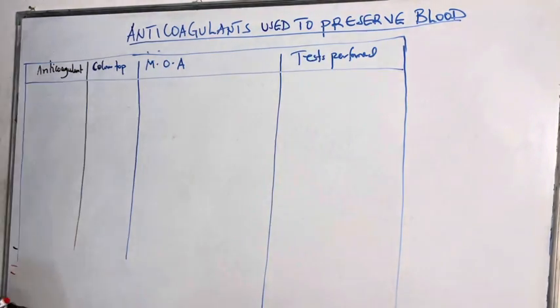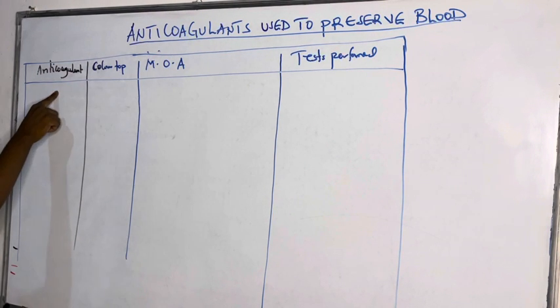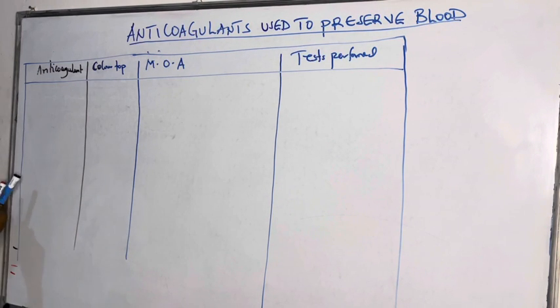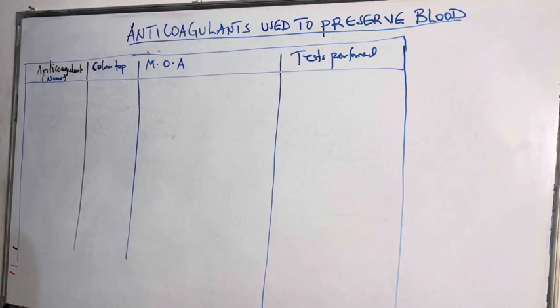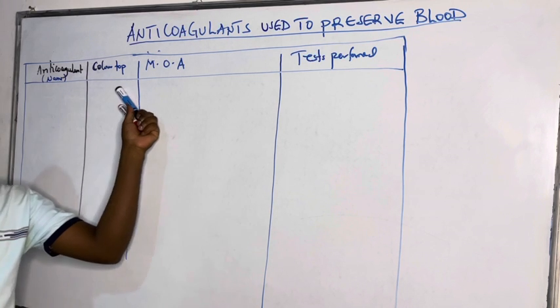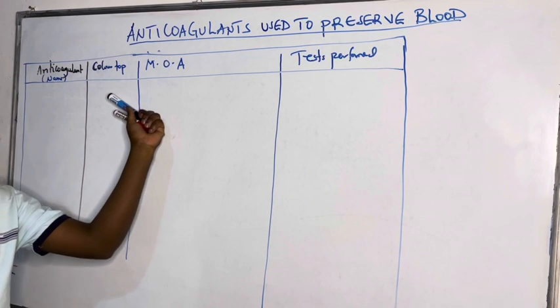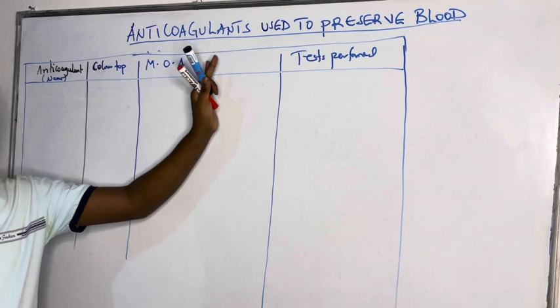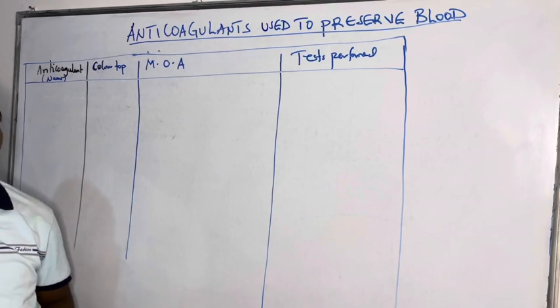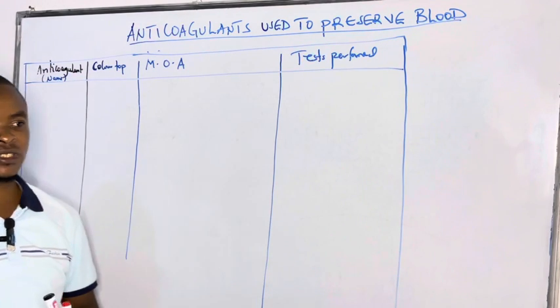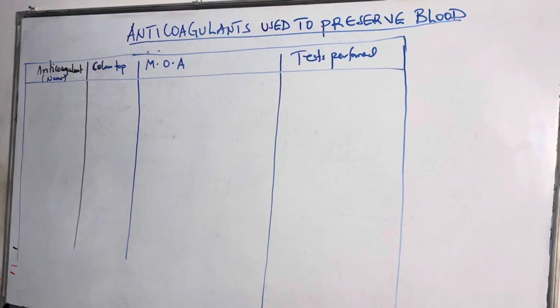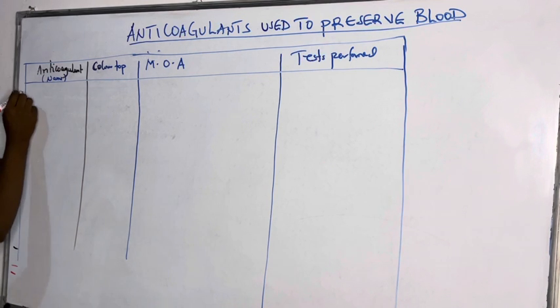So this is the table I want us to form to summarize all the anticoagulants, whereby under each anticoagulant we are going to look at the name. After seeing the name of the anticoagulant, we are going to see the color of the top we use to cover, then its mechanism of action, that is how it prevents clotting, and the tests performed under each anticoagulant. And the major one we want to begin with is EDTA.